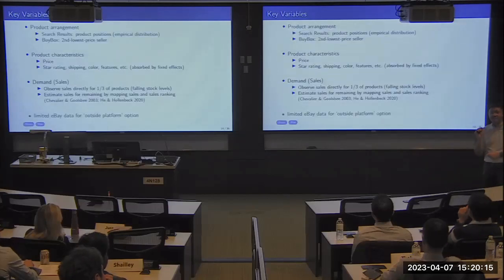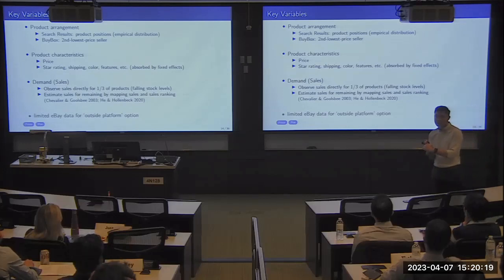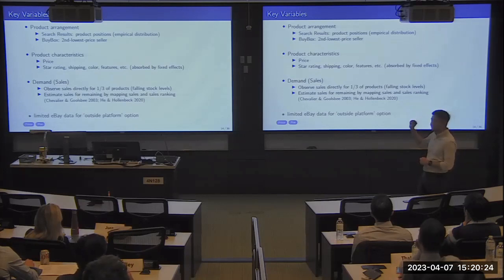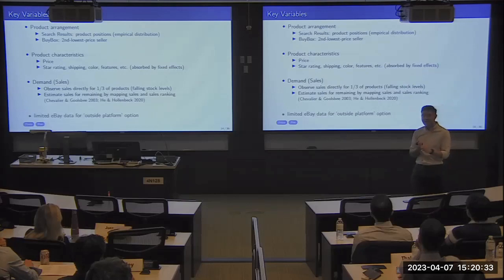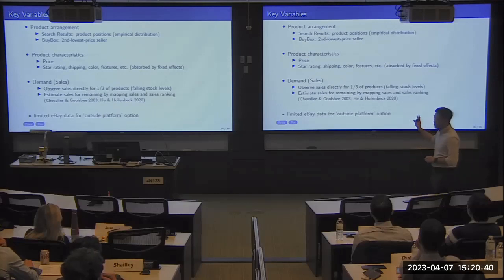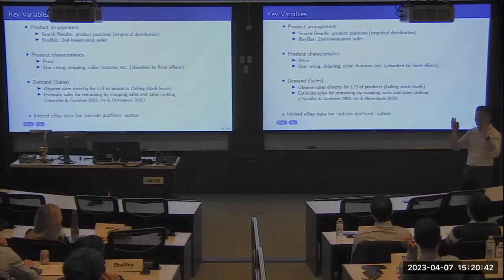Just to point out some of the key variables that we are interested in, obviously we need the information on the product arrangement, so like the position in the search results, but also information about the second lowest price seller. That's important. We have the typical product characteristics like price, and I observe everything else as well, including star rating, shipping, etc. But because those don't change across weeks, that's going to be absorbed by the product fixed effects. So these are all 4.5-star products. This is a very saturated, high quality market.